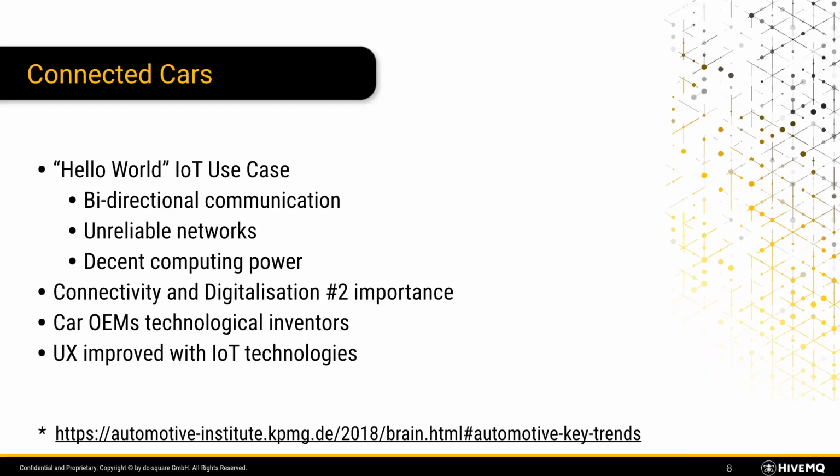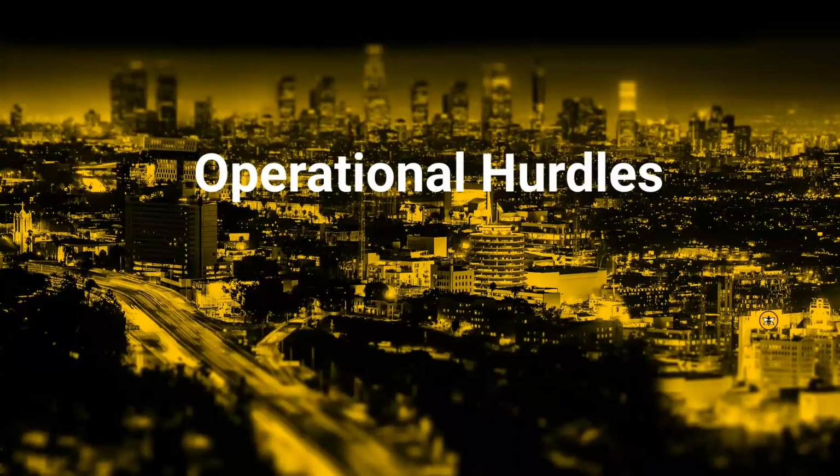Okay, now that we talked about why we're looking at connected cars, let's talk about the lessons that we learned. First of all, before I go into too much technical stuff, I want to talk a little bit about operational hurdles. The points that I will be making do not only apply to IoT use cases, at least some of them, but they are specifically for enterprise scale deployments.